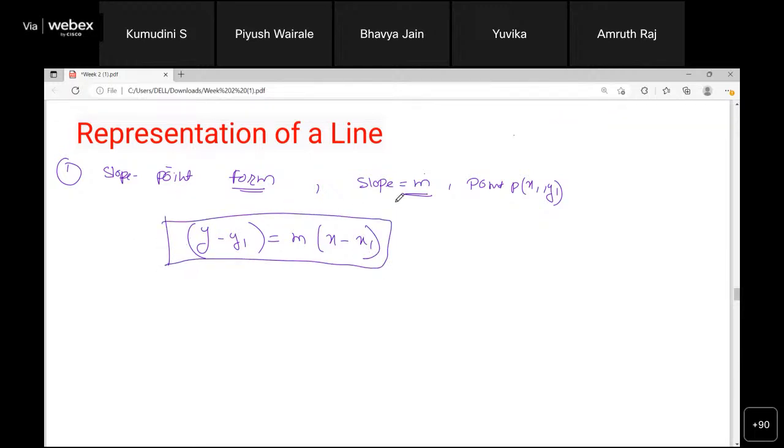This is my general equation of a line using the slope point form. If I have the slope and I have one point, then I use this formula. It's just a simple representation of a line.